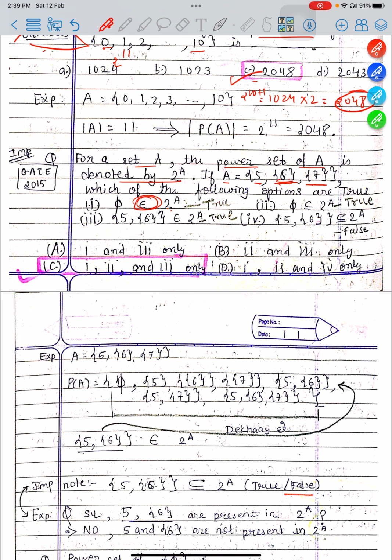And ∅ is a subset of 2 raised to A. ∅ is a subset of any and every set. So this statement is also true. This statement is also true.